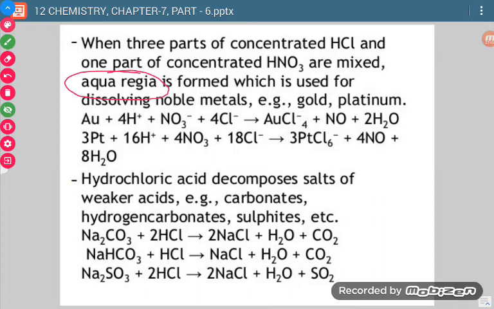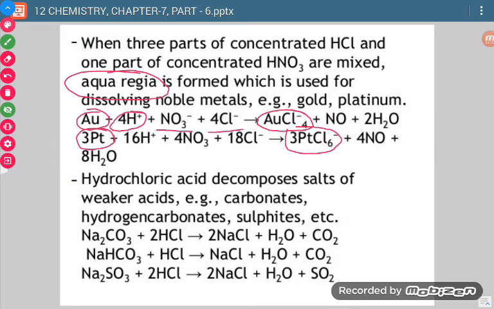So now see what is there. It is a combination of acids, so acidic things are there: nitric acid and hydrochloric acid. So chloride ions, nitrate ions, and H+ ions are there. Whenever these combine with silver, gold or platinum, they get dissolved to form their salts. The salt is a chloride salt.